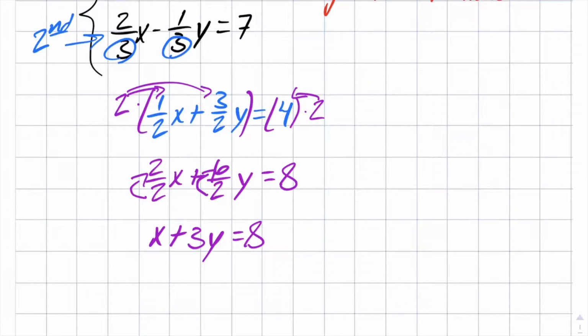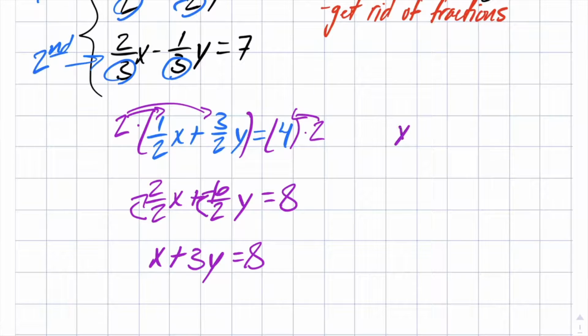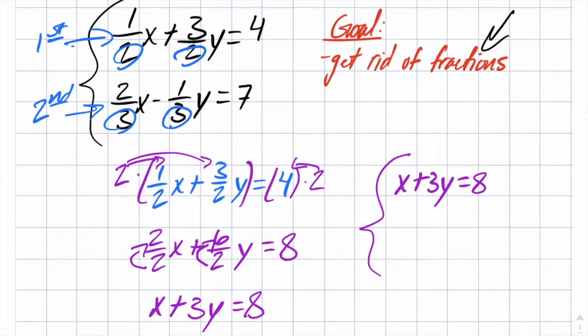And there you go. We just got rid of the fraction. Okay? And I'm going to rewrite the final equation over here. X plus 3y equals 8. Okay, that's one of them. And now let's work with the other one. This one here.